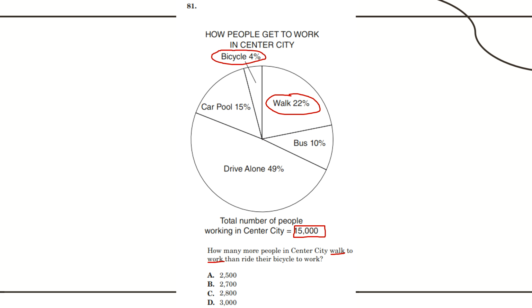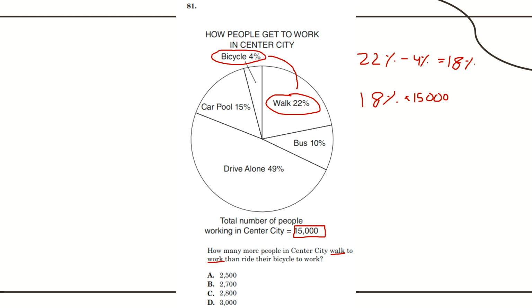So if we were to find their difference, since we're taking the different percentages of the same thing, we can actually do 22% minus 4% to find the difference between them. That's 18%. But what are we taking 18% of? Well, we're taking 18% of 15,000. So we're going to do 18% times 15,000.